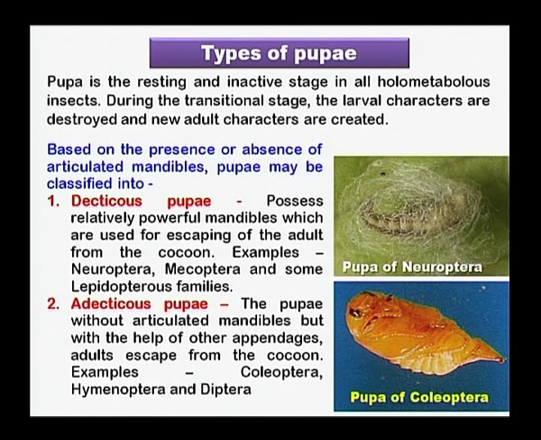For example, first, decticous pupae, it means they possess powerful mandibles which are used for escaping the pupa from the cocoon, and the examples include the members of the Neuroptera, Mecoptera and some Lepidopterous families. Adecticous pupae can be recognized as those pupae which do not have articulated mandibles, but with the help of other appendages the adult escapes from the cocoon, and the examples are the members of the Coleoptera, Hymenoptera and Diptera.